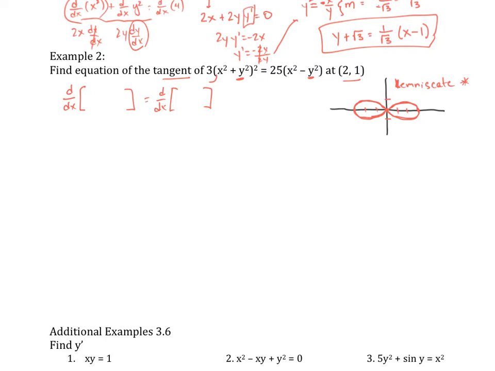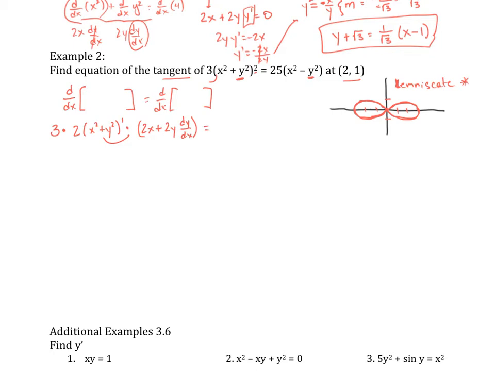So that becomes 3 times, right, that's my constant, and I'm going to end up using a chain rule here, and this will be 2 times (x squared plus y squared) to the first power times, now I have to take the derivative of this inside part. So this will give me 2x, right, dx over dx, which I don't write, plus 2y dy over dx, just like that, equals.